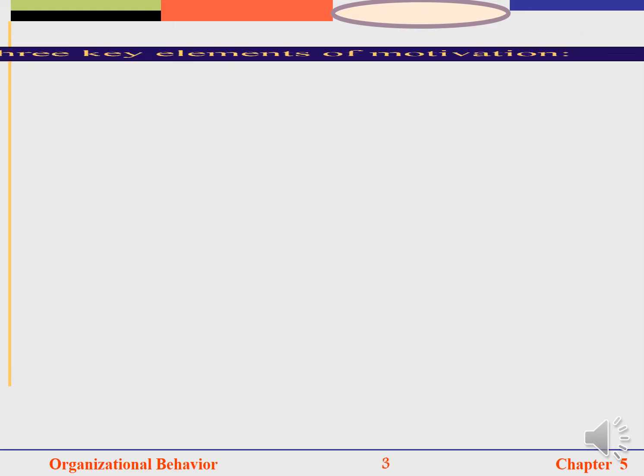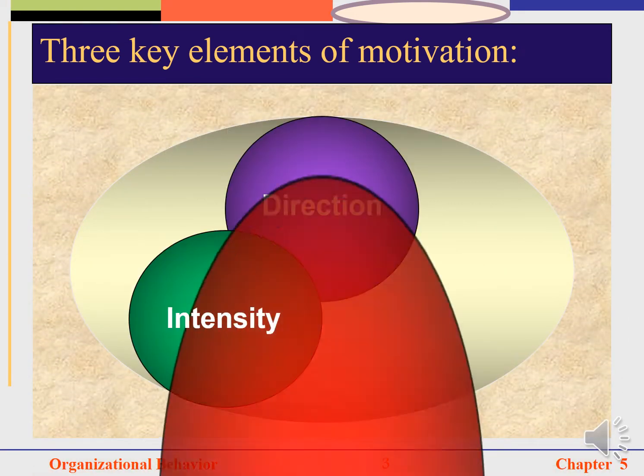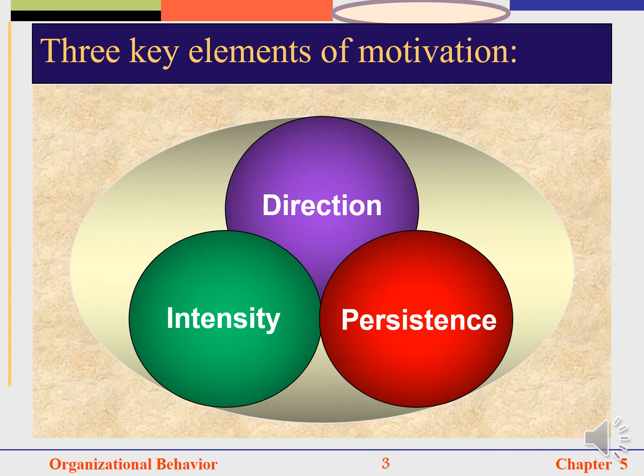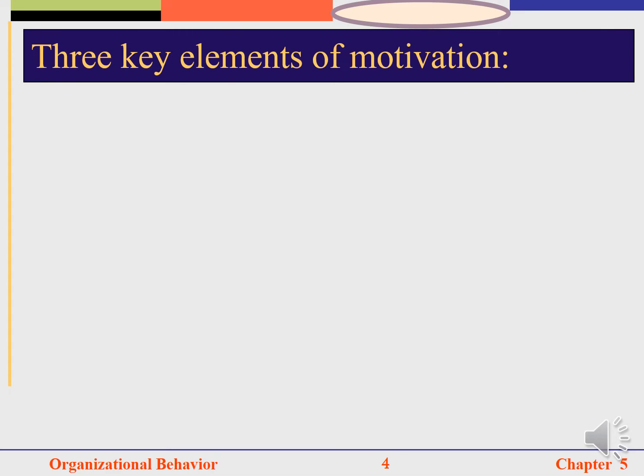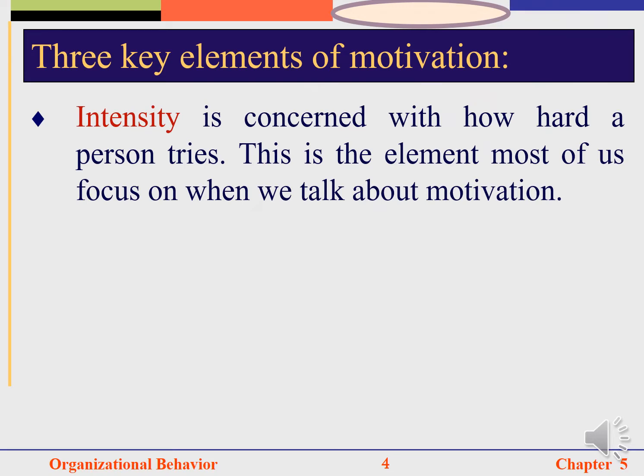Look at here, you'll see how these factors interact with each other in order to determine the level of individual motivation. The direction, intensity, and the persistence interact with each other in order to determine the level of individual motivation. We'll define each one of these key elements of motivation, and we'll see how these factors affect the individual motivation. The first element is the intensity. Intensity is concerned with how hard a person tries. In the definition, I said that if you look around, you may find some people work harder than others. This is the intensity. Those who exert more effort in order to achieve the goal, those people are motivated.